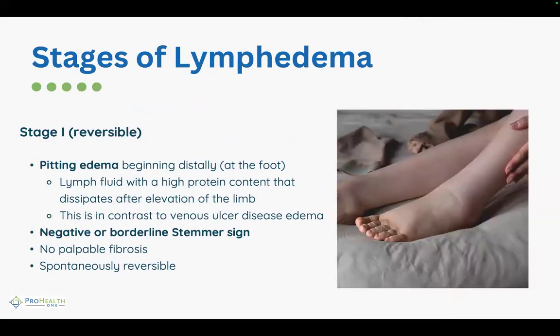Stage 1, on the other hand, you usually start seeing a little more symptoms. So they start getting pitting edema distally, closer to the feet. And that's usually because that lymph fluid with high protein content starts to accumulate more. They would tend to get the edema to go away when they elevate the limb, and at this point too, they also have a negative or borderline Stemmer sign, and we'll talk a little bit about Stemmer sign, but it's just a physical exam finding that you can find in patients with lymphedema. Usually at this stage, you have that fibrosis happening. And like we said, it's spontaneously reversible, where it can come and go.